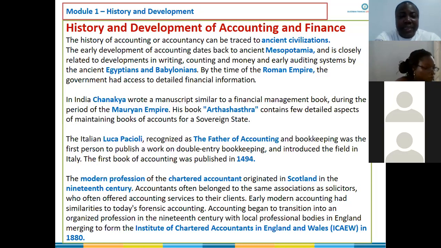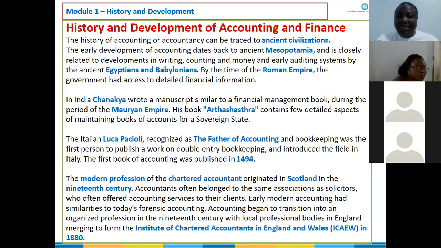After this, there have been a lot of modifications and improvements. The modern profession of chartered accountants originated in Scotland, in the United Kingdom, in the 19th century. Accountants often belonged to the same association as solicitors or lawyers, offering accounting services to their clients. Early modern accounting had similarities to today's forensic accounting. But accounting began to transition into an organized profession in the 19th century, with local professional bodies in England emerging into the Institute of Chartered Accountants in England and Wales. So we have ICAEW, which was set up in 1880. This is the first recognized professional body of chartered accountants, in 1880.